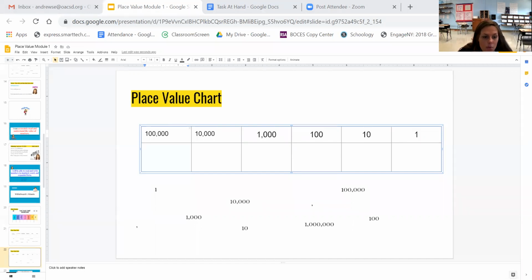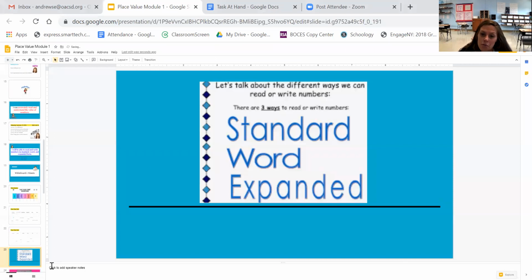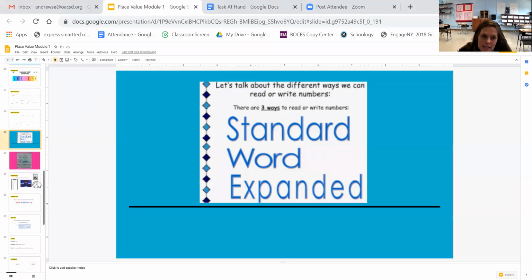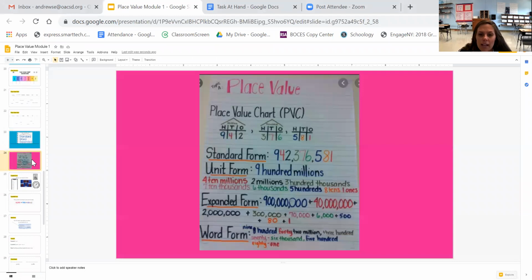Now, as we go through, I told you we're going to learn about different forms. Our three different forms are standard form, word form, expanded form. And I'm going to show you the different ways that we see them. I did throw an anchor chart on the Schoology if you need to take a look or need a little cheat sheet. If you want to take a screenshot of this as having a little form of reference for you at home, I think that's a good strategy as well.